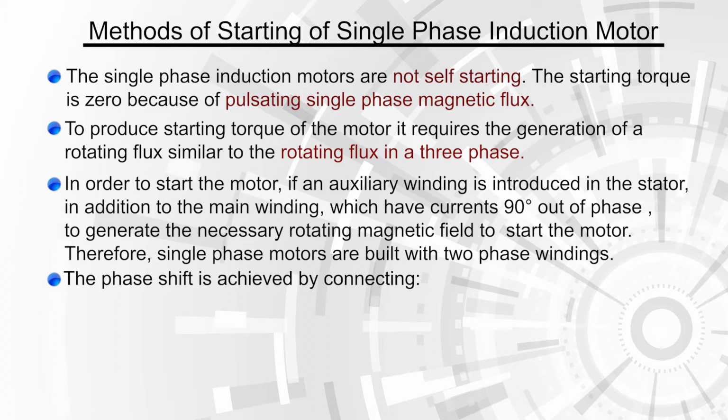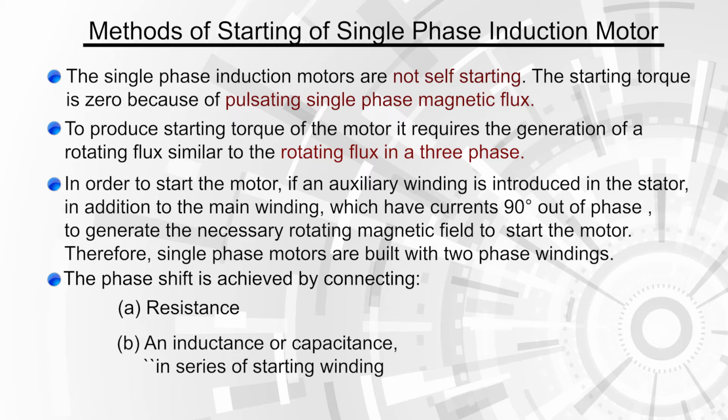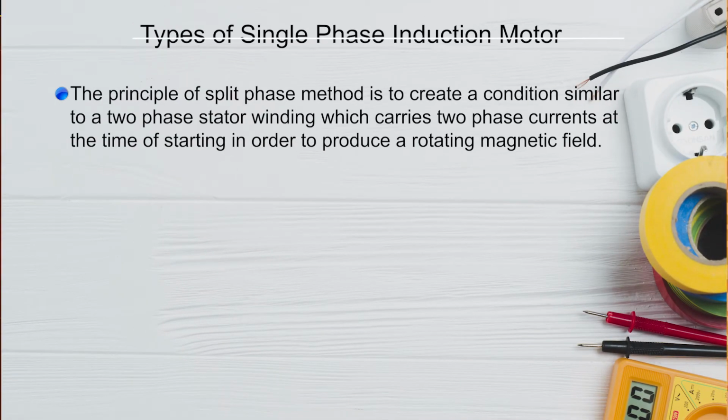Now, how do we get the phase shift? This phase shift can be achieved by connecting either a resistance or a capacitance in series with the starting winding. That means we are splitting the phase, splitting the winding into main winding and auxiliary winding. The principle of the split phase method is to create a condition similar to a 2-phase stator winding, which carries 2-phase currents at the time of starting in order to produce a rotating magnetic field.